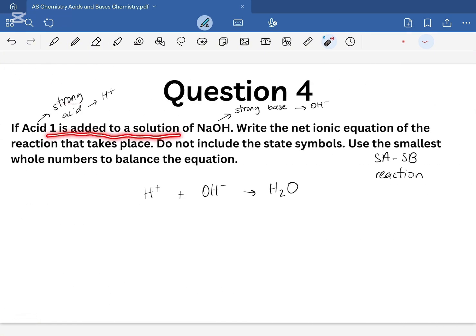Now, if acid 1 is added to a solution of NaOH, and we already found out that acid 1 is a strong acid, it gives the H+, and it reacts with a strong base like OH-. Write the net ionic equation. This is a strong acid, strong base reaction. The net ionic equation will be this one, which is H+ plus OH- giving H2O.